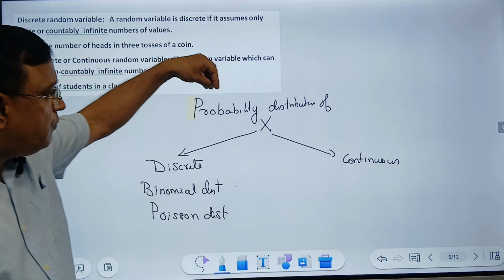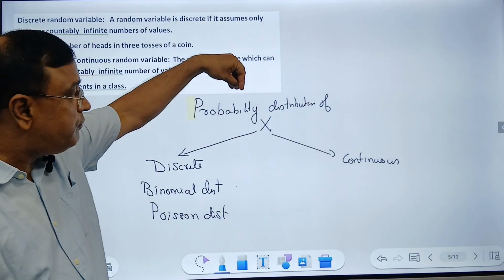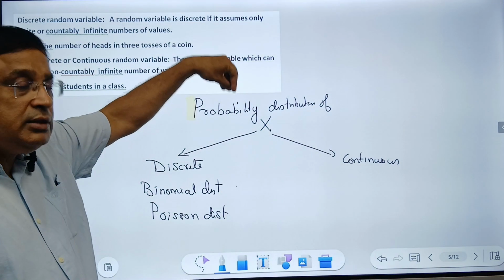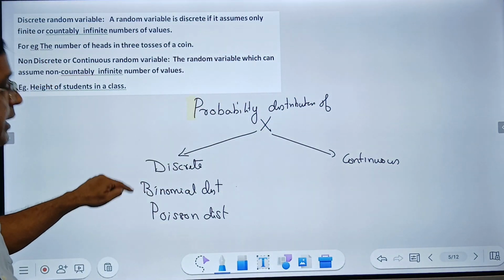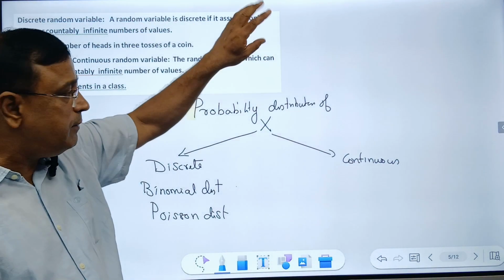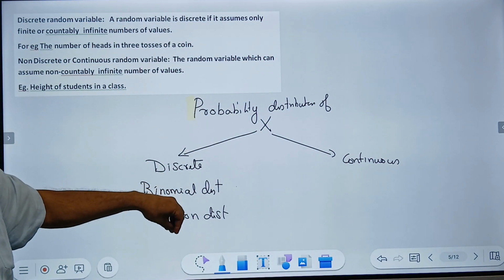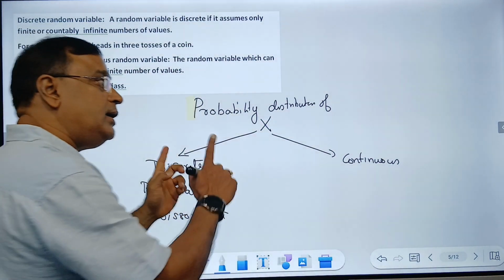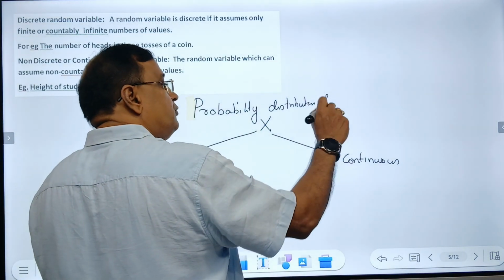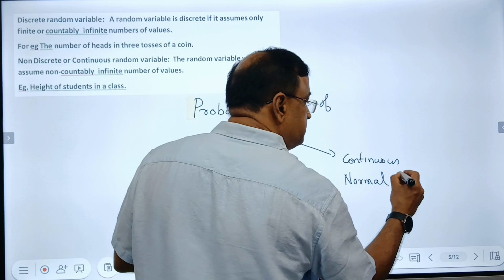Of course, probability distribution is a common name. But if I put some conditions on the probability distribution, you can call it binomial distribution. For some other condition which we will mention later, that probability distribution can be called Poisson distribution. But if your random variable is continuous, it has only one name, the probability distribution can be called normal distribution.